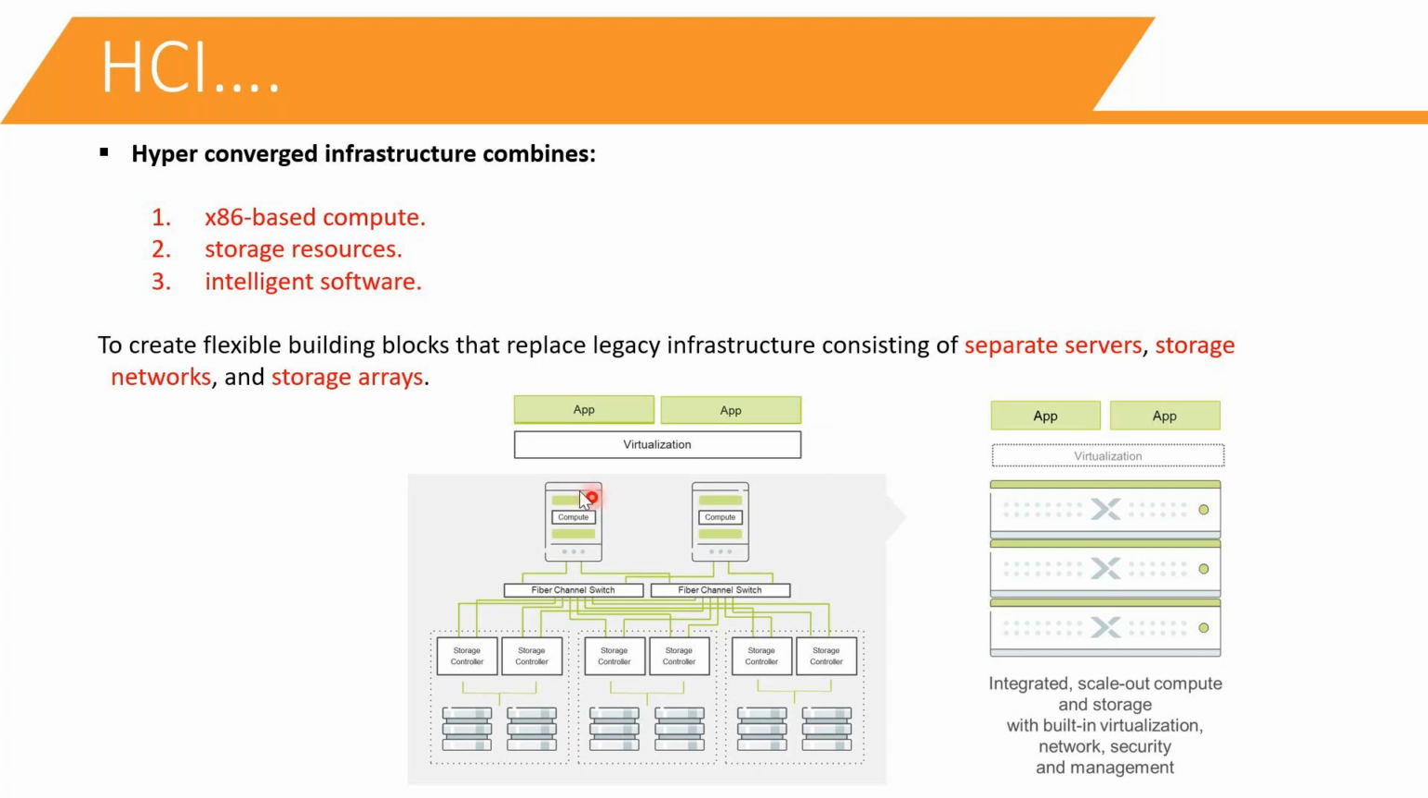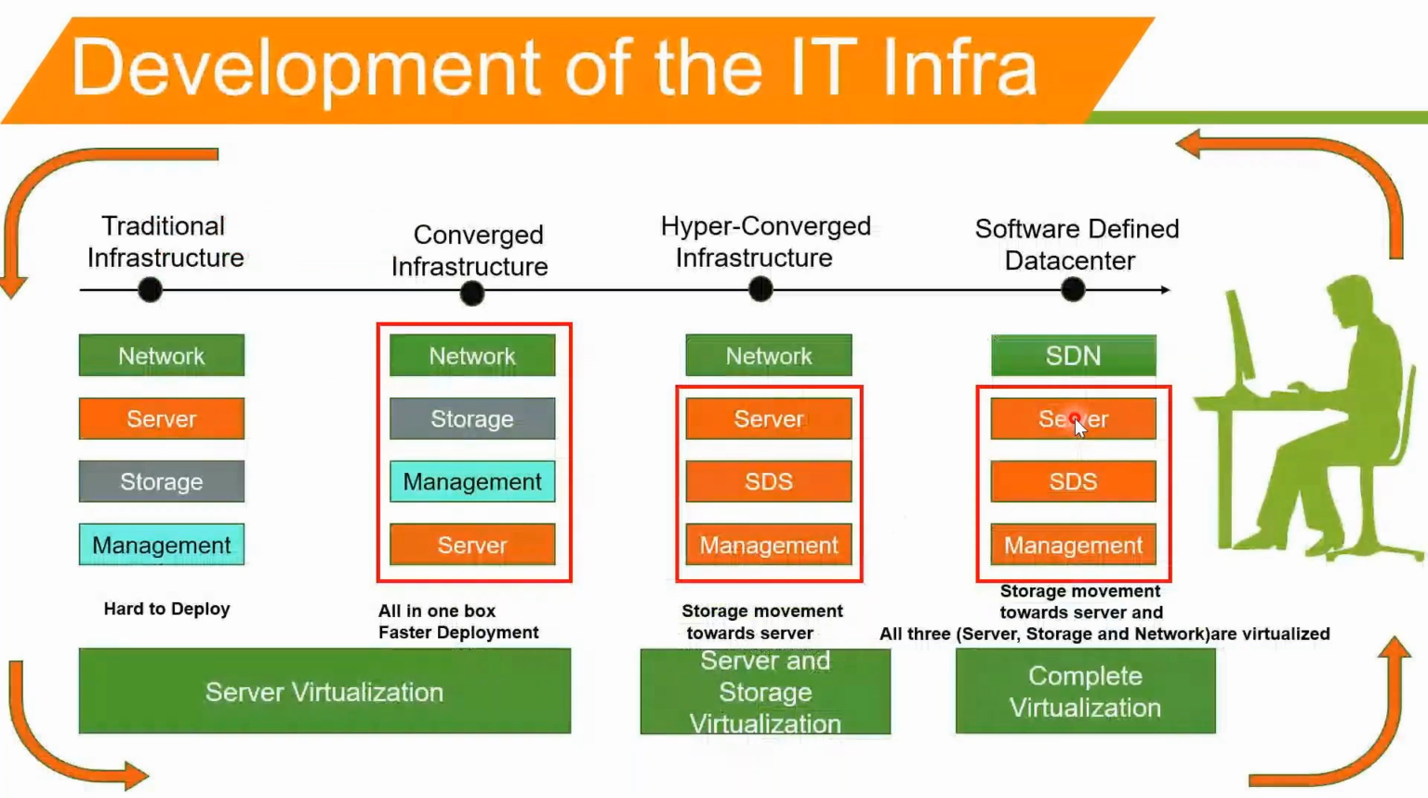This is another difference. This is a three-tier model: you have compute, then you have the storage switch, and then you have the storage controller. Here, everything is put into one box, and on top of that you have the virtualization, and you create your applications. So in the development from the traditional infra, everything is an individual component: network, server, storage.